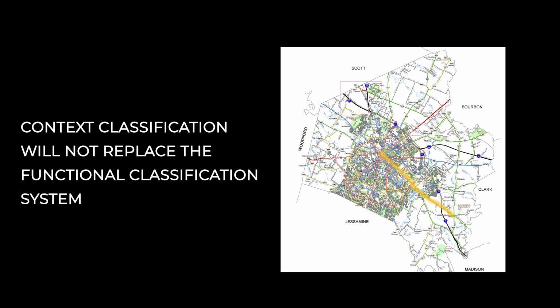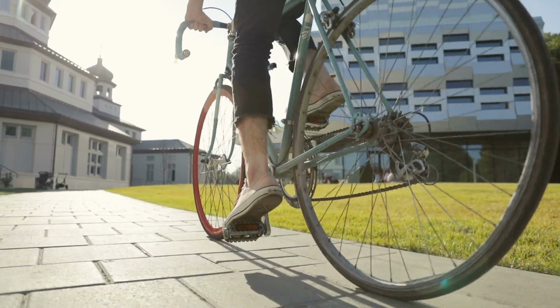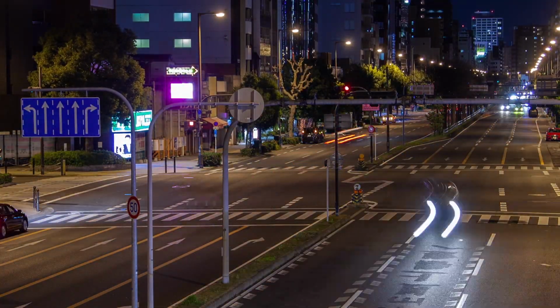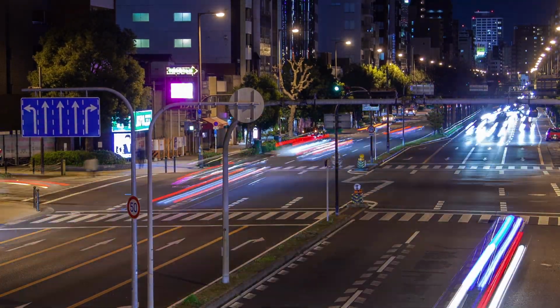Context classification is not intended to replace functional classification, but really it enhances our ability to understand not only our users, all of the users of our facilities and what their needs are, but also to utilize that information to best inform our decisions within our projects and programs so that they best meet the needs of everyone for safe mobility. Context classification will be used as a supplement so that new or reconstructed facilities match their environment and serve all users.